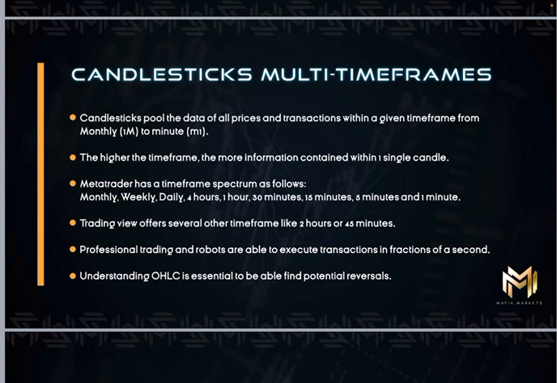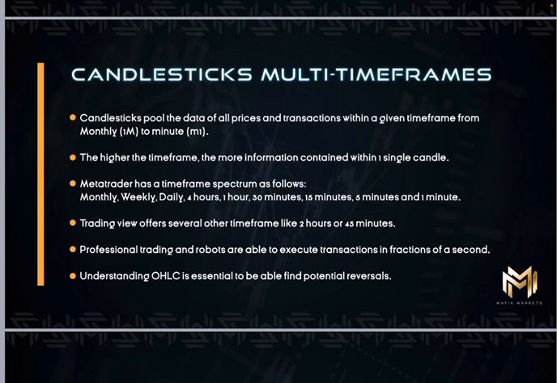Now, the next thing, MetaTrader, when you are trading, has a time frame spectrum of monthly, weekly, daily, 4 hours, 1 hour, 30 minutes, 15, all the way up to 1 minute. TradingView offers you a little bit more options, like time frames in between, such as 2 hours or 45 minutes. And professional trading and robots, like the Reuters machines mentioned in chapter 1, have such specific time frames, down to seconds and milliseconds, in order to execute the trades as fast as possible.